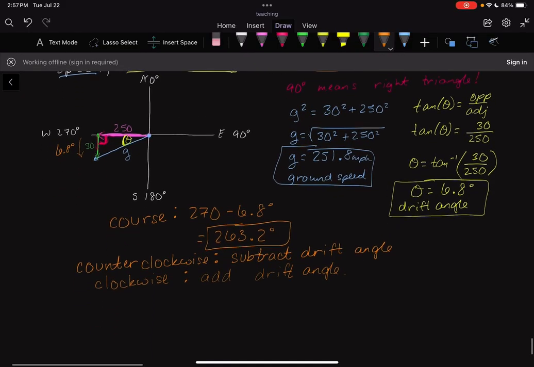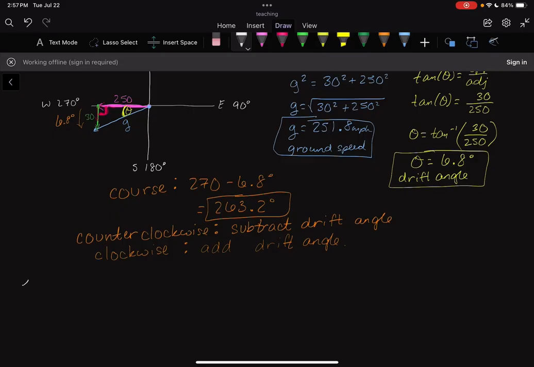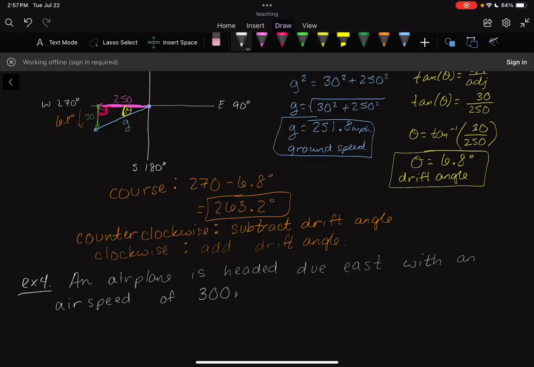All right, let's go ahead and do another one of these. So this one is example 4. This one says an airplane is headed due east with an airspeed of 300 miles per hour.